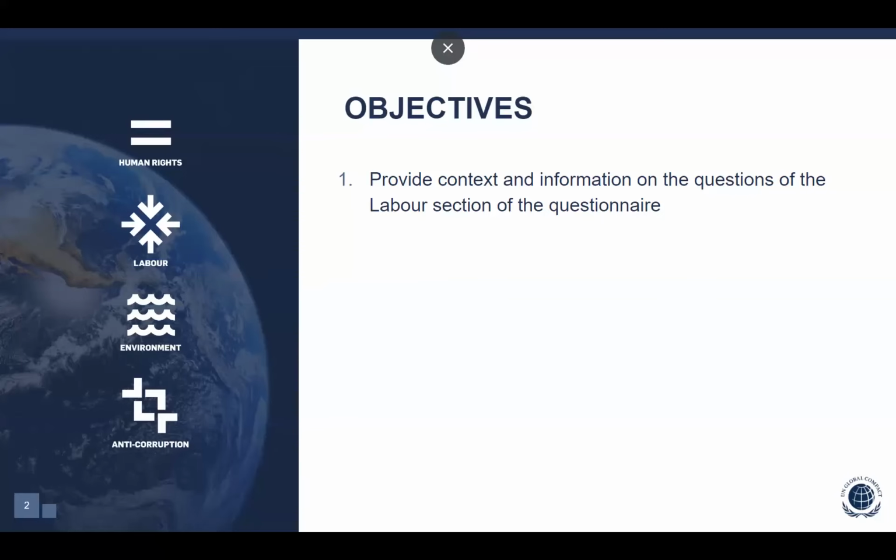Our aim for today is to provide context and information on the questions in the labor section of the Communication on Progress questionnaire. The labor section has strong similarities with the human rights section and the other sections of the questionnaire, in alignment with the UN Guiding Principles on Business and Human Rights and ILO conventions. It is important to note the interconnectedness between all sections of the questionnaire. For example, the governance section outlines the processes and governance structures that also help companies address their impacts on labor rights. Please watch the recorded sessions on the governance section and on the human rights section of the questionnaire of the Communication on Progress for more information.